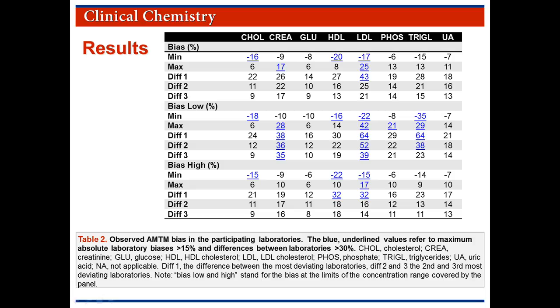And basically, in figures 1 and 2, it showed that even for simple analytes, the standardization status of certain assays is still a matter of concern. And they had to exclude 3 methods from the trimmed means because of a significant bias: phosphates, triglycerides, and uric acid.